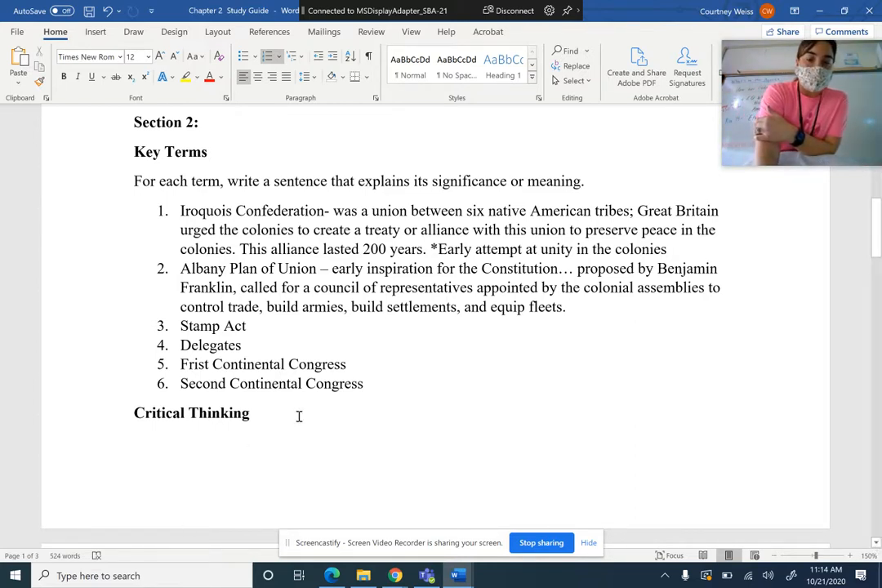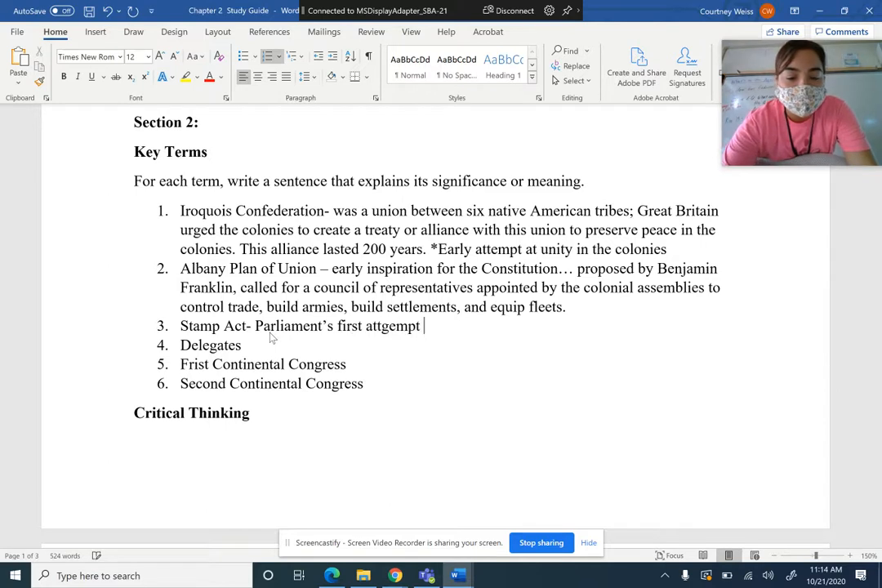What do you have for the Stamp Act? 15 minutes left. We have to roll. Stamp Act, what do you have? Parliament's first attempt to tax the colonies directly. And why was that? We know what it means though, right? So why are they taxing the colonies?